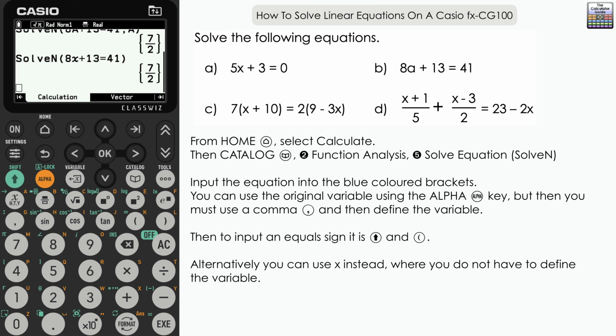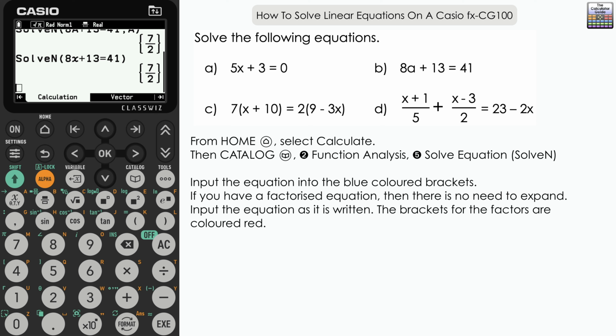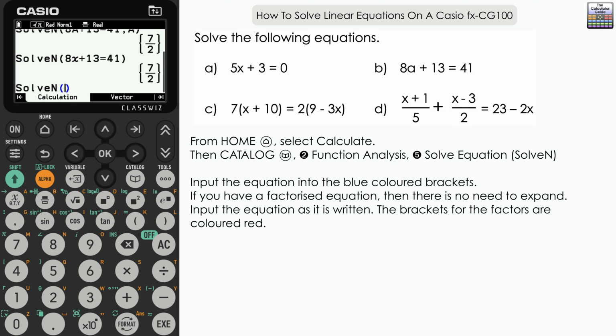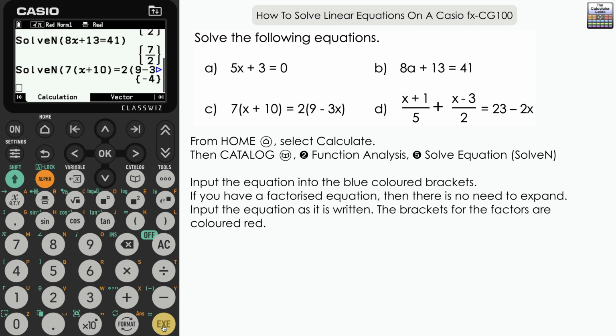The third equation, this time we have a factorized equation on both sides of the equals. Now we just need to type this into the SolveN, Catalogue 2 and 5, and we are going to type this in as it is written. No expansion, no rearranging, just as written. The inner brackets here will be represented in red, so that we know when we've closed them adequately. The second set of brackets there, we want the red bracket to close 9 minus 3x, and then the blue bracket closes the SolveN feature. And that's what we want to see before we press execute, the warning again, and here we have the solution, -4. Again, no expanding or rearranging necessary.